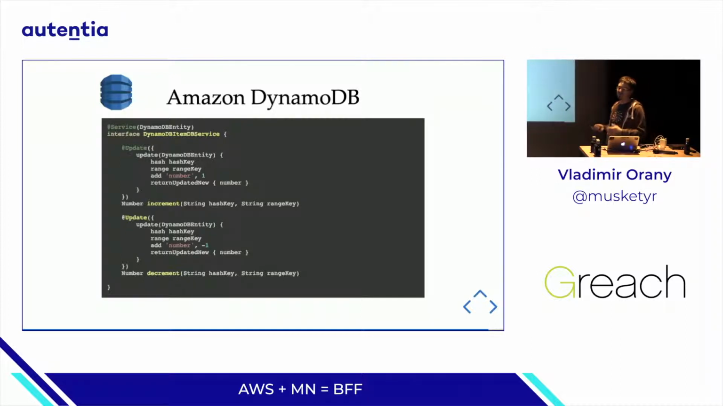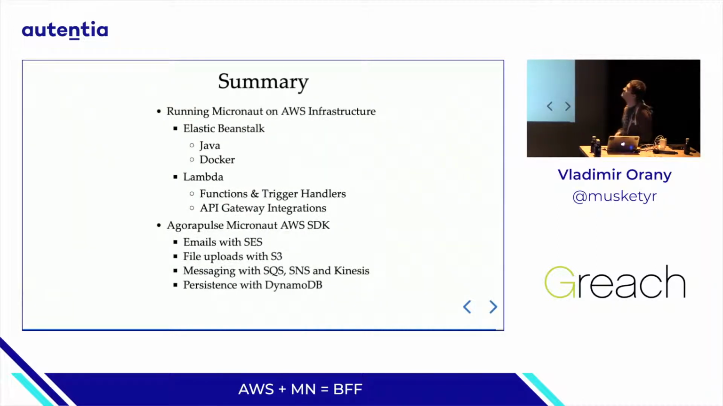And this is going to be implemented for you underneath. So this is the method you can use. You can mock it easily, but this is implemented for you using the Micronaut introduction under the hood. And that's it. So we took a look at how to deploy to Beanstalk, how to deploy to Lambda, either as a function, as a handler to some trigger, or using the API Gateway integration, which can leverage more of the Micronaut HTTP features. And then we took a look at how to send emails, upload files, do some messaging, and store data with DynamoDB.